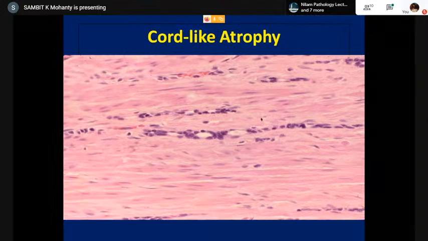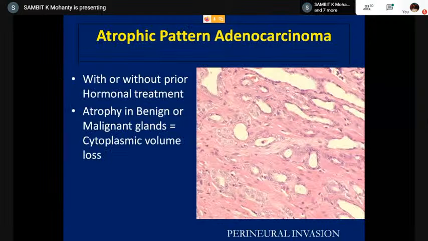Then cord-like atrophy looks like lobular carcinoma. They are going in cords. Then atrophic pattern adenocarcinoma. This is important very soon. In atrophic pattern adenocarcinoma, the nuclei are not hyperchromatic. They are vesicular, they have nucleoli, may or may not have hormonal treatment, and you see loss of cytoplasmic volume. And there is perineural invasion here. There's enough to go on here.